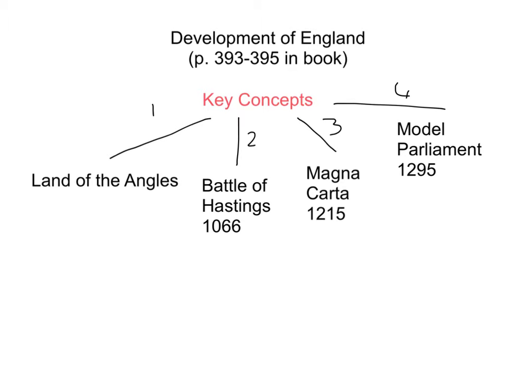Hello and good afternoon. In this tutorial I'm going to talk about the development of England. You can find the information in your book on pages 393 to 395. The main concepts I'm going to cover in this tutorial are: what is the land of the Angles, what is the Battle of Hastings and why it's important, what is the Magna Carta, and what is the Model Parliament.